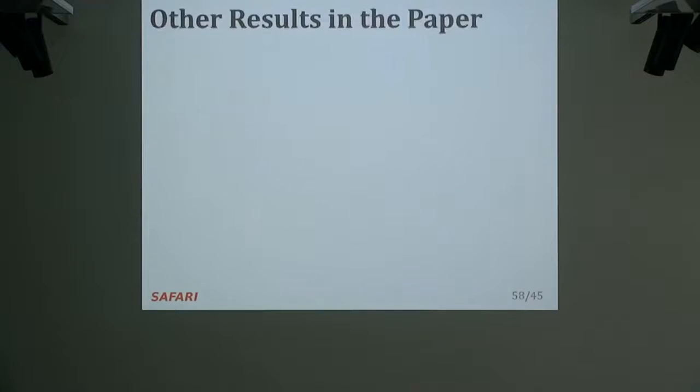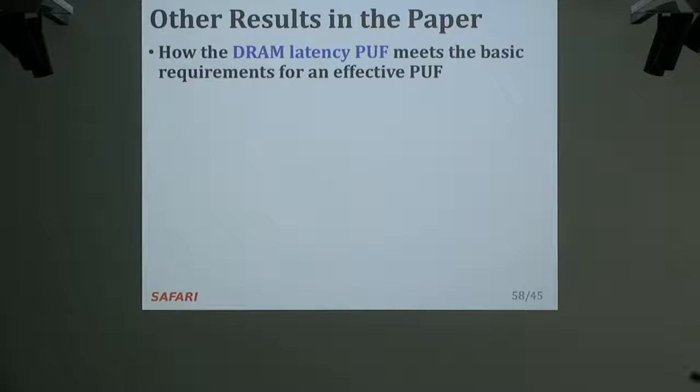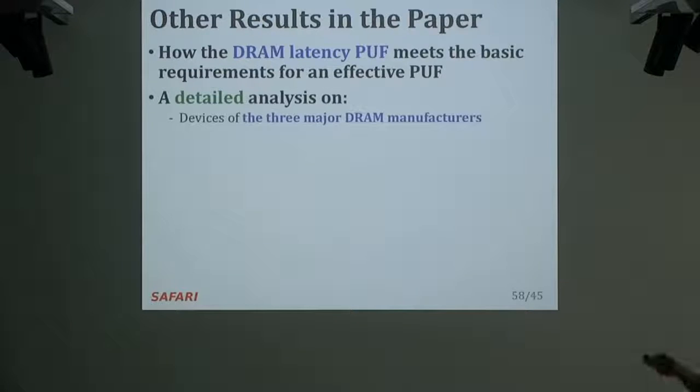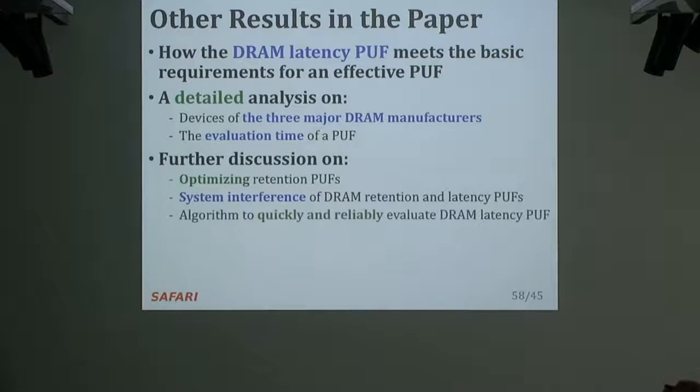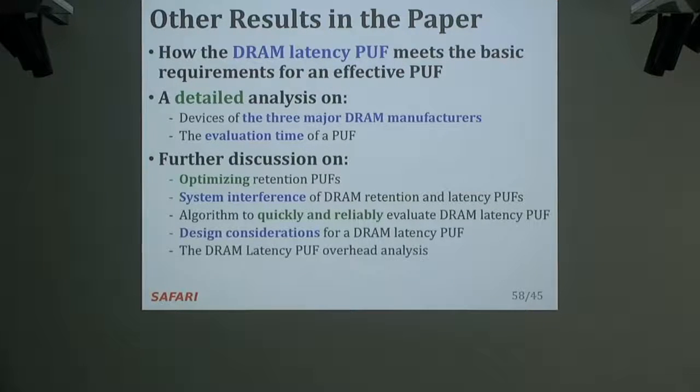Okay, there are a bunch of other results in the paper, and you can read the paper. Actually, this is true for the random number generation paper also, but there's a detailed analysis on devices of 3 major DRAM manufacturers, the evaluation time of a PUF, how to optimize retention PUFs. We actually optimize the retention PUFs quite a bit to improve their performance, but it's fundamentally slow. System interference, and there's an algorithm to quickly and reliably evaluate the DRAM latency PUF, and there are a bunch of design considerations. There's actually a lot of statistical analysis also. I just omitted that because you need to do a lot of statistical analysis to show that you really satisfy the PUF requirements, which is somewhere over here.